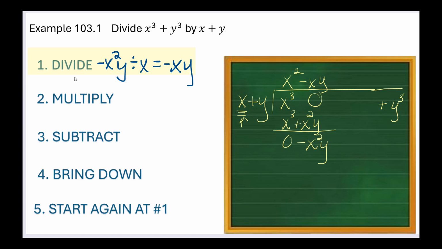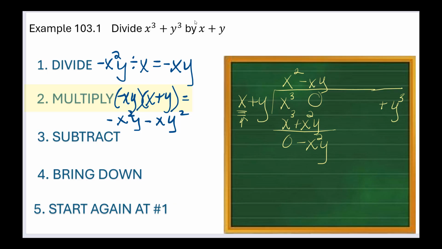Now we multiply negative xy times x plus y, which is going to be negative x squared y minus xy squared. So that is what we're going to put down here, and we're going to be careful that we line it up so that our like terms are together. So negative x squared y goes right here, minus xy squared. So we did our multiplying. Now we will do our subtracting.